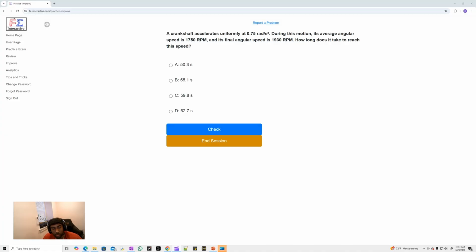Let's get into the solution here. It says a crankshaft accelerates uniformly at 3/4 of a radian per second squared. During this motion, its average angular speed is 1750 RPM and its final angular speed is 1930 RPM. How long does it take to reach this speed?